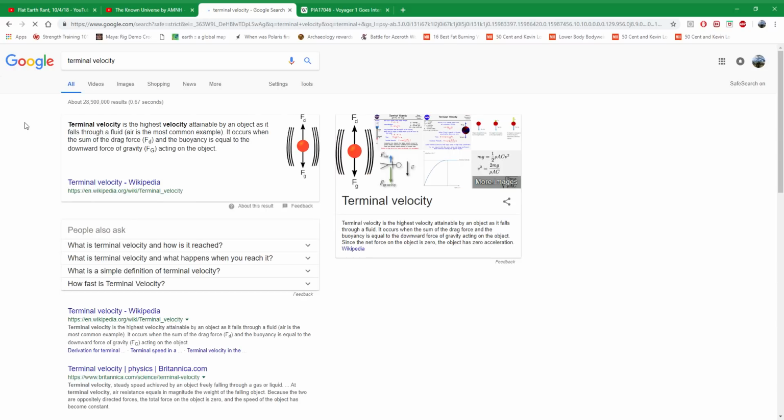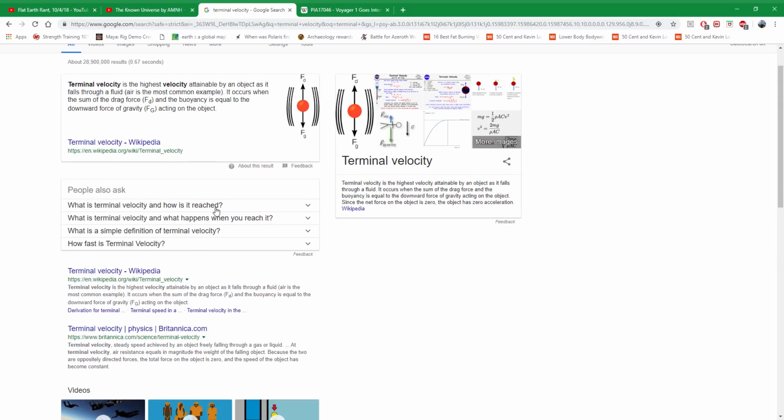Terminal velocity. Terminal velocity is the highest velocity attainable by an object as it falls through fluid, so air as the most common example. It occurs when the sum of the drag force and the buoyancy is equal to the downward force of gravity. So he doesn't like to mention that, does he? So let's have a look at it.